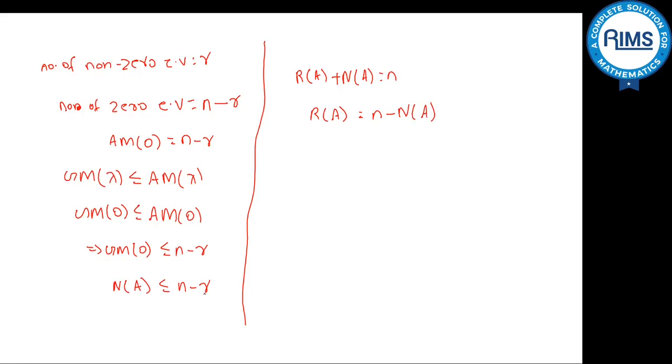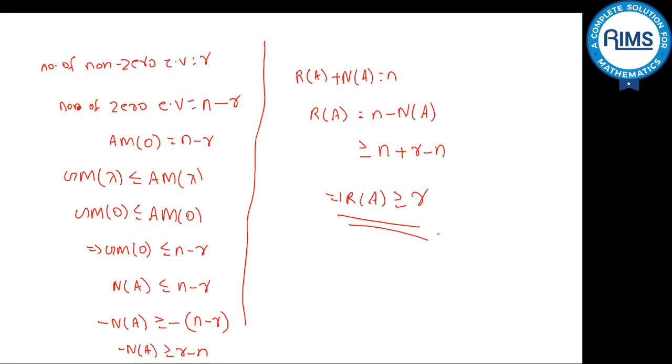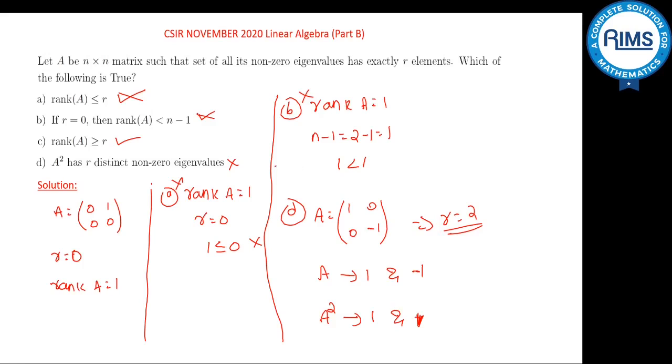Here nullity of A is less than or equal to n minus r. That implies minus nullity of A is greater than or equal to minus of n minus r. That implies minus nullity of A is greater than or equal to r minus n. Rank of A equals n minus nullity of A. That implies rank of A is greater than or equal to n plus r minus n, that is, rank of A is greater than or equal to r, therefore option C is true.